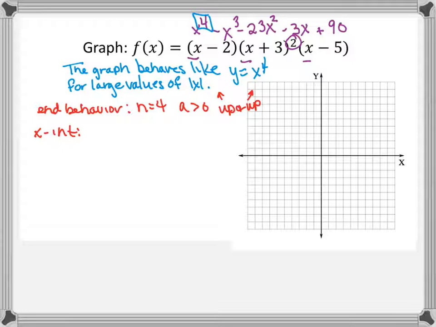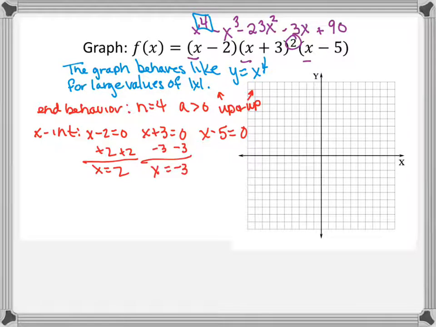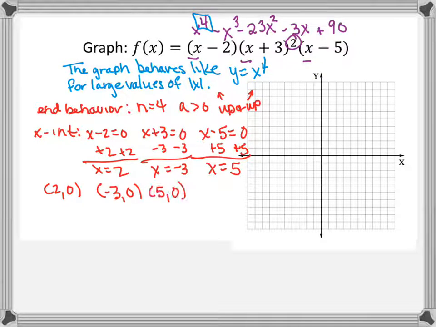X-intercepts, let's set each factor equal to 0. X minus 2 equals 0. X plus 3 equals 0. X minus 5 equals 0. Solving for x, we get 2, negative 3, and 5. So we have 3 x-intercepts, one at (2, 0), one at (negative 3, 0), and one at (5, 0). Let's plot those. So (2, 0), (negative 3, 0), (5, 0).